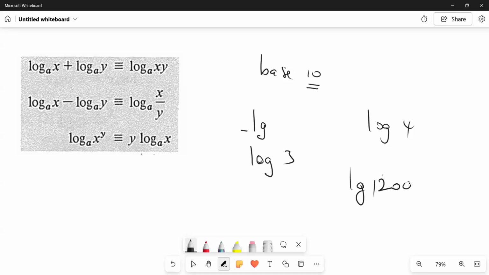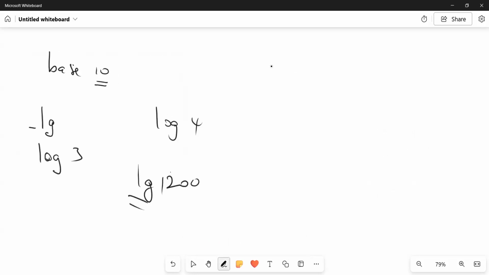I had one here, a Texas Instrument, that had LG, common LG. And oftentimes when you see LG, you know that you're dealing with base 10. And this is what they call common logarithms. Common logarithms, because mathematicians sat down and calculated by hand. Those times they had no computers, and they made up what you call 3-figure and 4-figure tables.